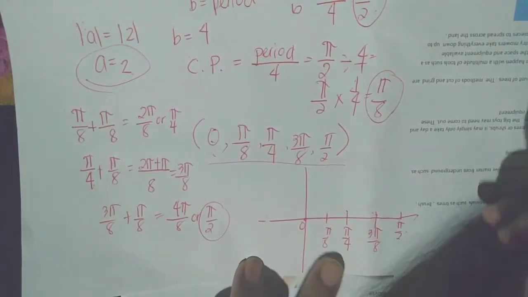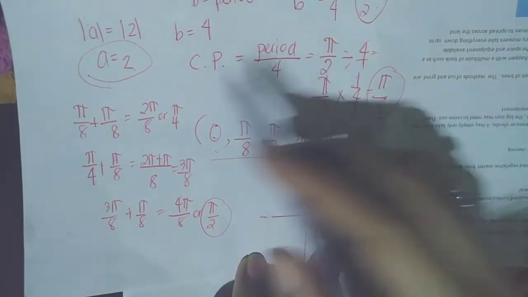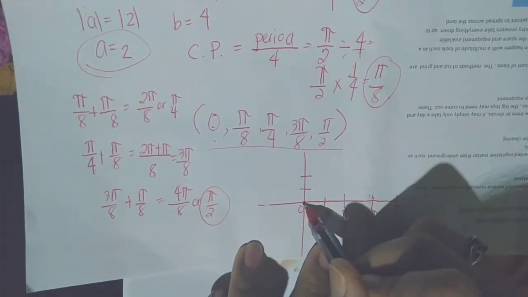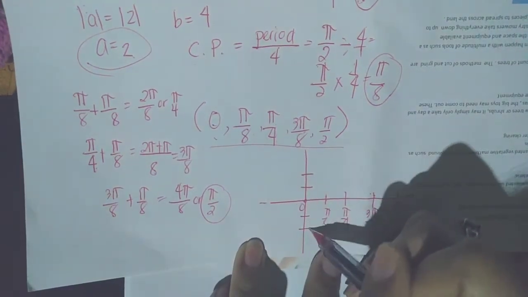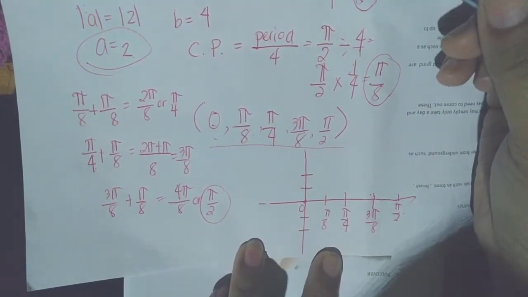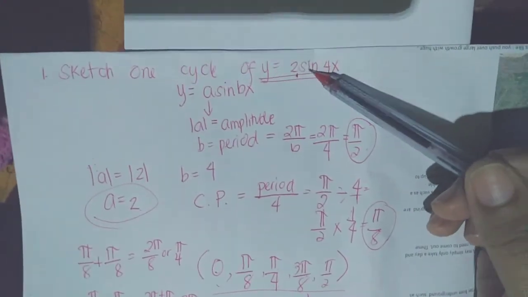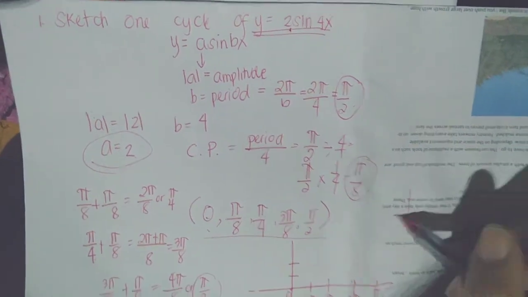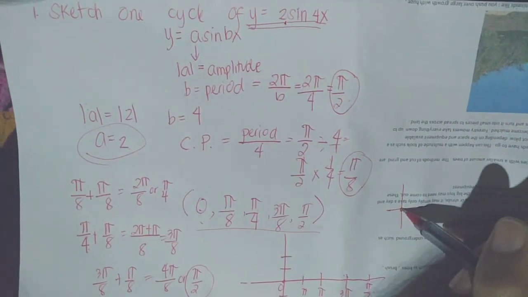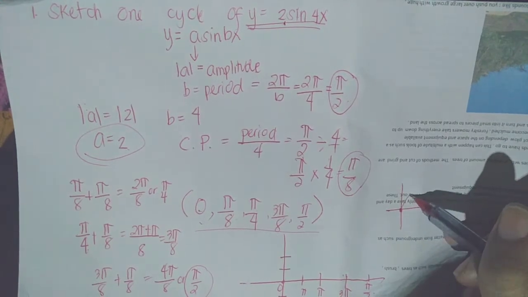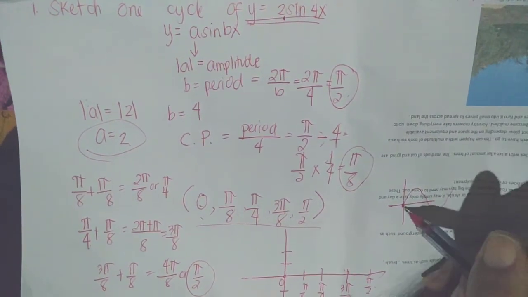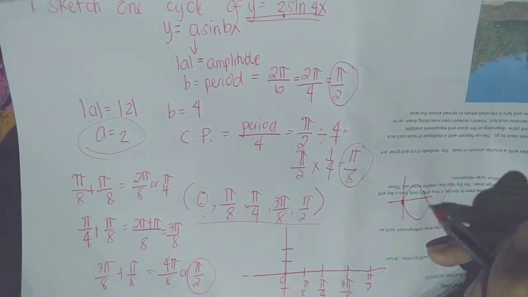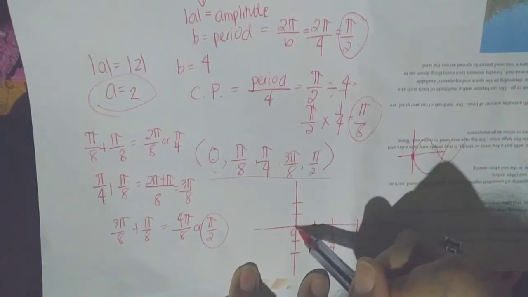Next is where we use the amplitude. The amplitude is the height of our curve. Our amplitude is 2. So it goes 2 up from 0 and 2 down. Since the given is sine, if sine is positive, the graph starts at 0 and goes up. If the given function has a negative sine, we go down instead. Since it is positive, we go up.